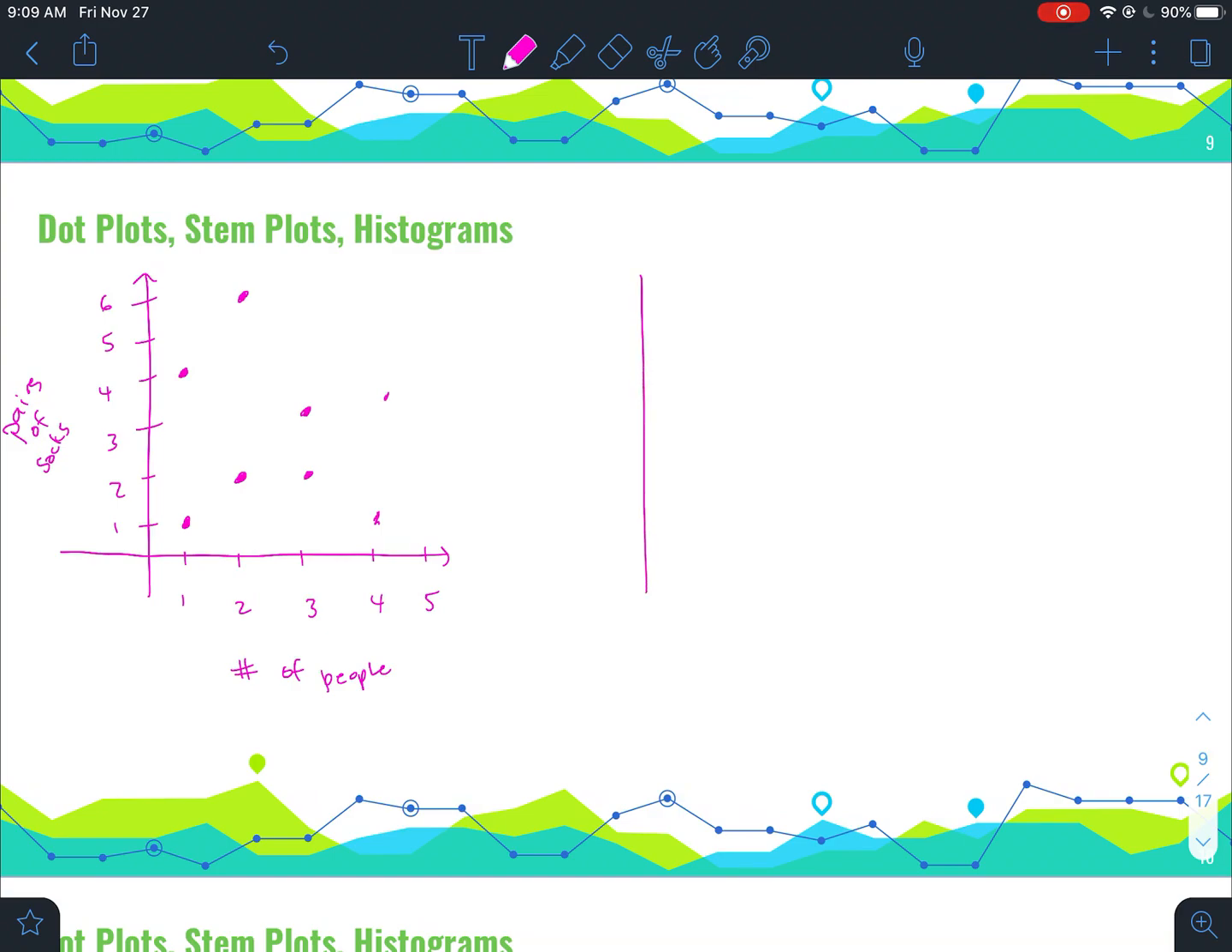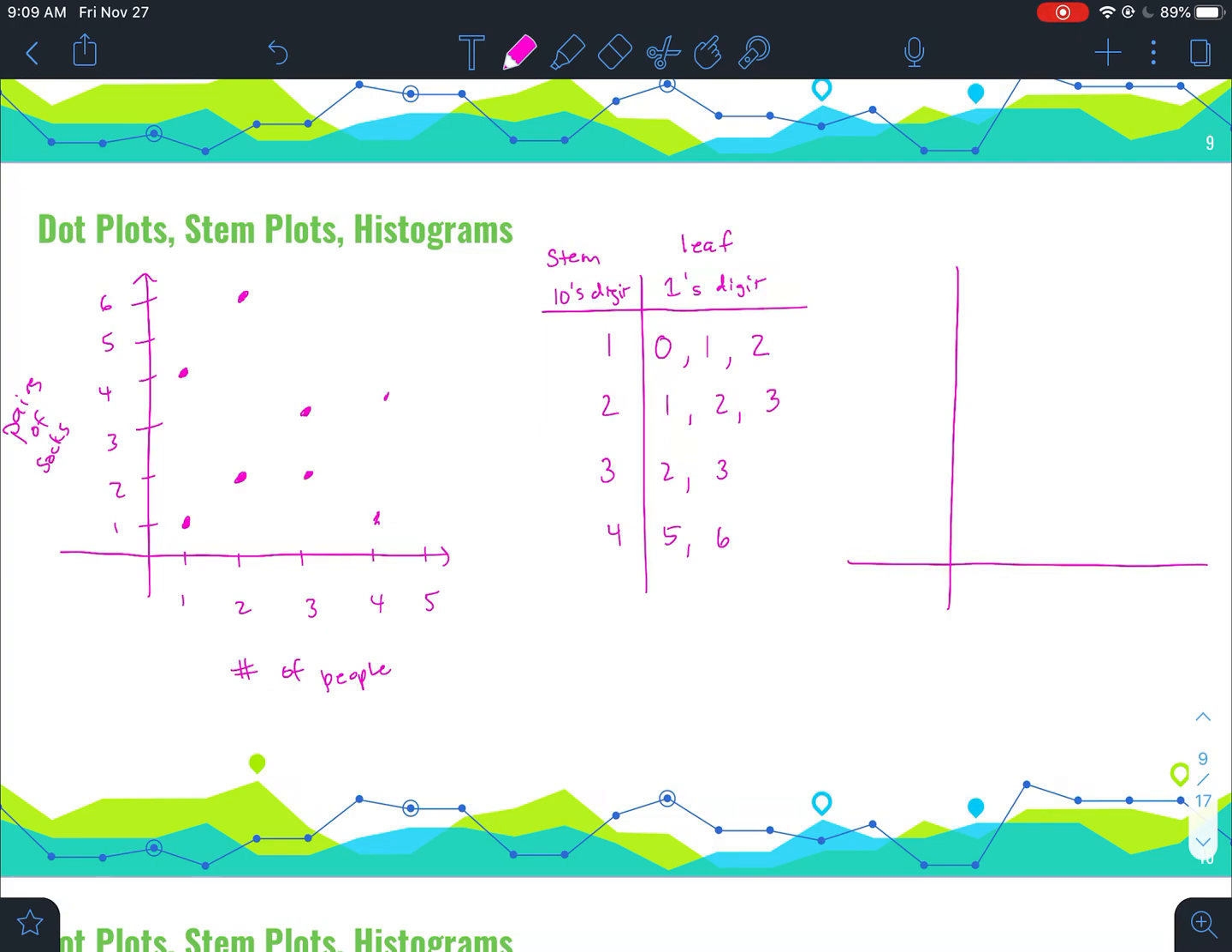A stem and leaf plot looks like this. So you have a stem and a leaf. So this is if you have like large numbers in your data set. So you could have like 10 people or 11 people or 12 people, or you could have 21 people, 22 people, 23 people, or 32 people, 33 people, or 45 people, or 46 people. So this would be like the tens digit, and this could be the ones digit. And so it's another way of organizing data. We call that a stem and leaf plot.